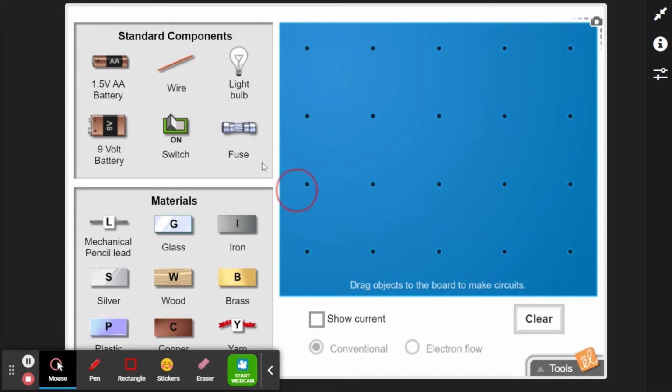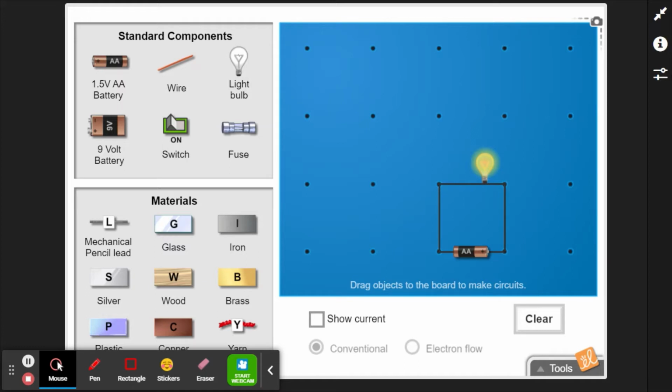So to start, we're going to get one AA battery, which is 1.5 volts, and connect it to one light bulb. This is what we call our baseline, to see what happens when we add more objects and how it affects the electricity and the brightness of the bulbs.